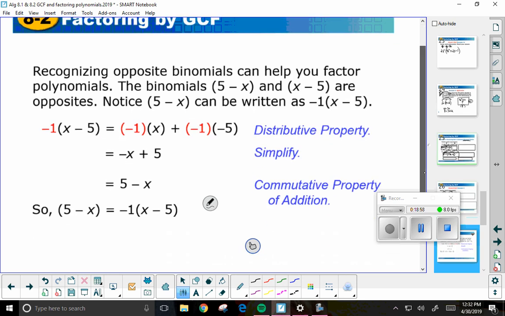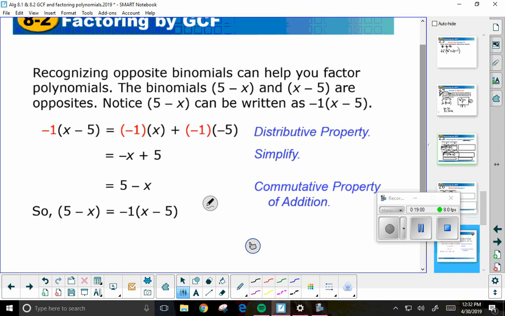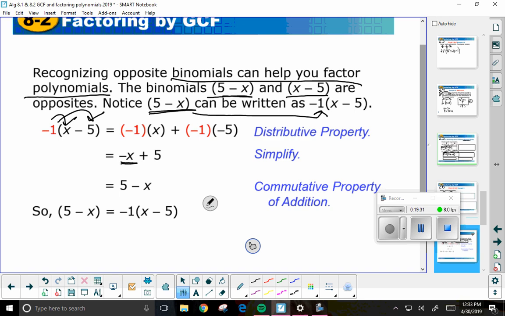And then sometimes we just need to recognize that opposite binomials can help you when you factor polynomials. We're not going to get into it a lot today, but just know that this 5 minus x and x minus 5 are opposites, and you can rewrite 5 minus x as negative 1 times x minus 5, because look what happens when you do that. When you distribute this negative 1 to that and to that, what you end up with is negative x plus 5, which can be rewritten as a positive 5 minus x.